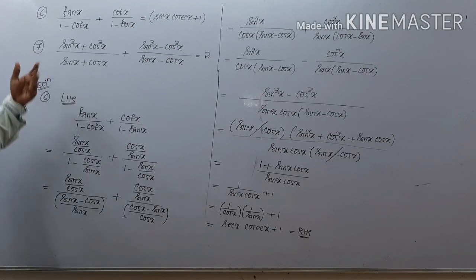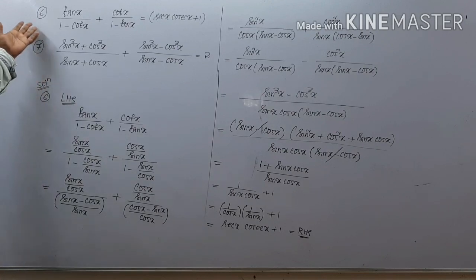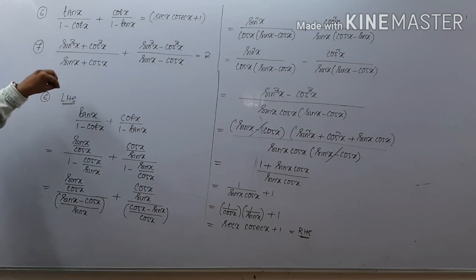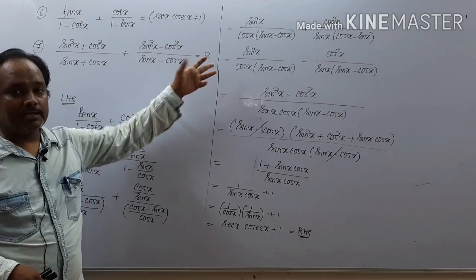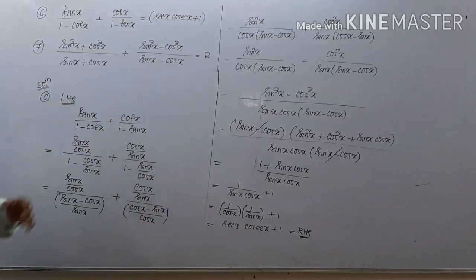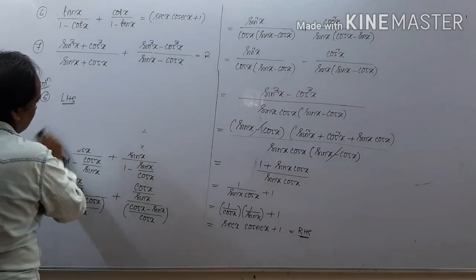Similarly we will go for the second question, that is question number 7. Here we have to use the a cube plus b cube formula, and here the a cube minus b cube formula, and we will obtain the required result, that is 2. Now I will do question number 7.